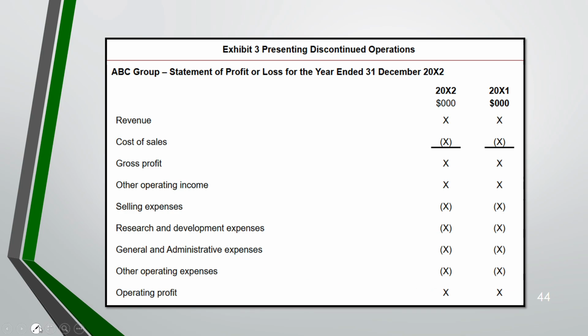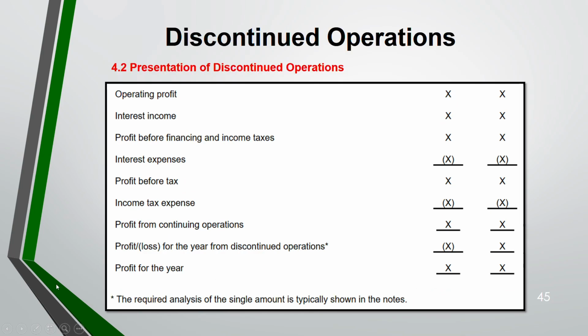Once we get the operating profit, with the operating profit we'll be adding the other income, interest income, then interest expense we deduct, then income tax we deduct, and we get the profit from continuing operation. Once you get this, below this line is where you will write profit or loss for discontinued operation. There's an asterisk mark to this.